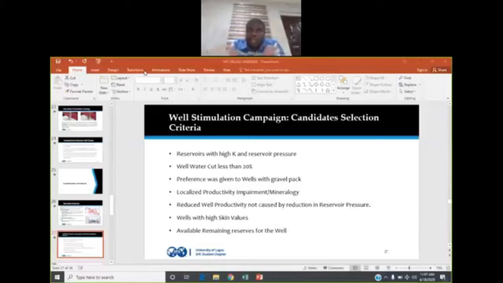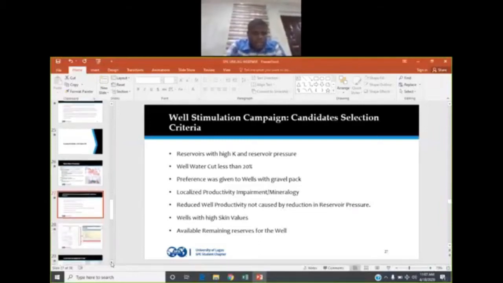I said, once you have skin, you need to decompose that skin to be able to identify wells with high formation damage, skin arising from high formation damage. And we also looked at remaining reserves, because there's no point stimulating a well where the reservoir reserve is so low. So we looked at wells that have good reserves before we make that decision.